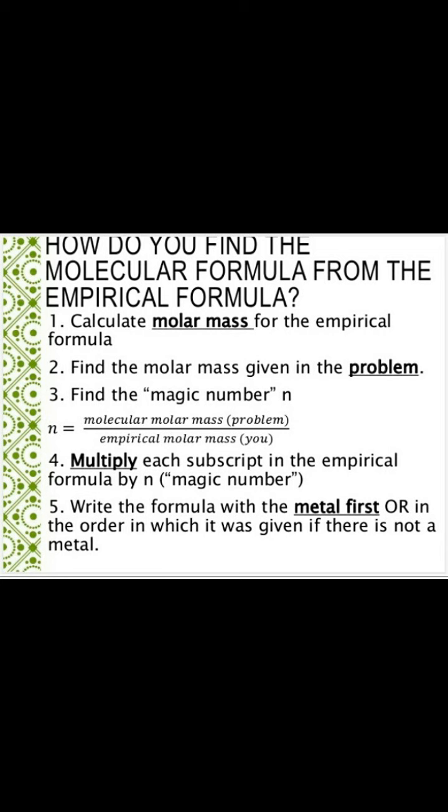Then in the next step, we have to find the magic number n. And the magic number n is the ratio of the molecular molar mass, that is given in the problem, divided by the empirical molar mass. The empirical formula we have calculated, and from there we will calculate its molar mass. Divide the two, and we will get the magic number n. Then in the next step, what do we have to do? We have to multiply each subscript in the empirical formula by n. n is the magic number.